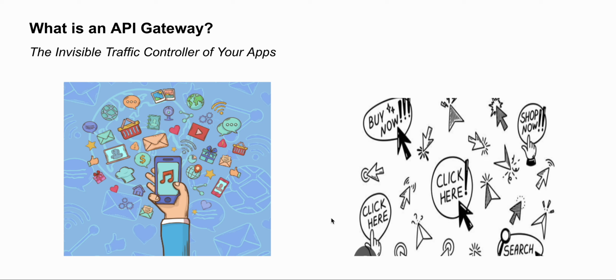Ever wonder how your apps know exactly where to go when you click a button or make a request in the application? Just like a waiter in the restaurant takes your order and ensures the kitchen gets it right, an API gateway does the same for microservices.